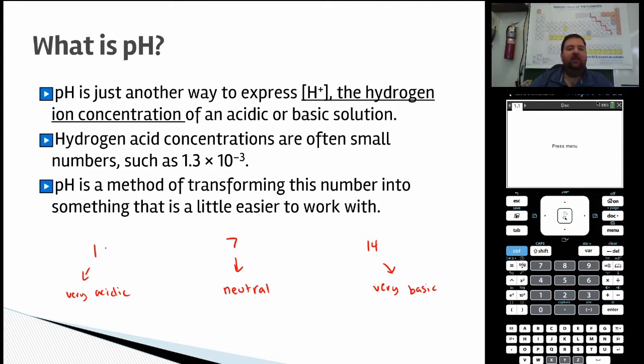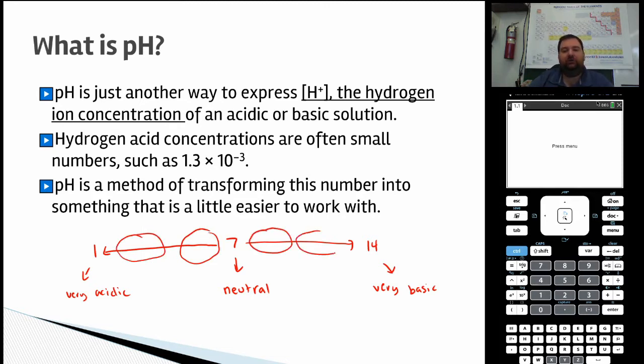And we can be somewhere on the scale from 1 to 14, and those pH numbers that we find are going to tell us whether something is a weak acid, which would be over here, or a strong acid, which is over here, or a weak base or a strong base. The further away from being neutral you are, the stronger you get.